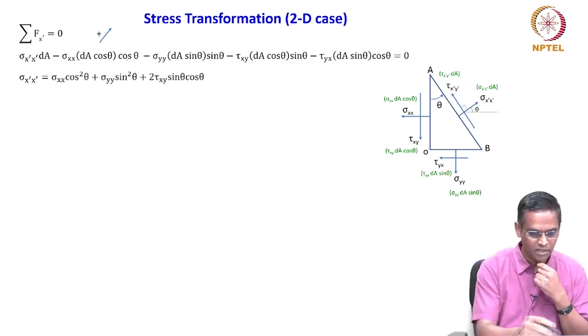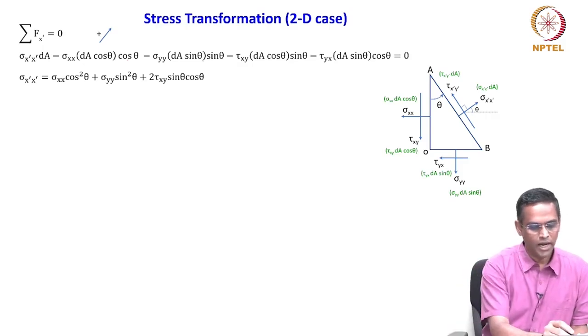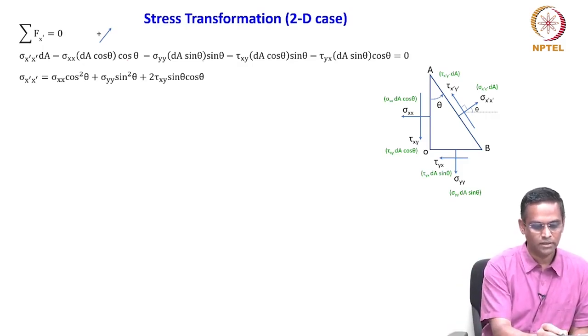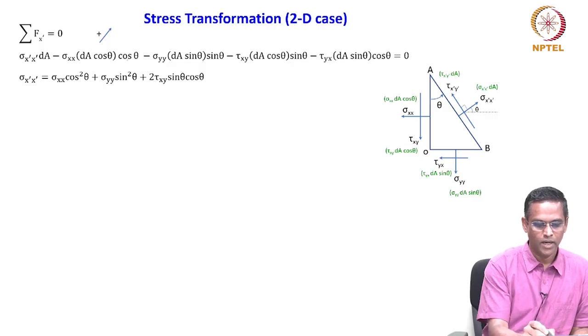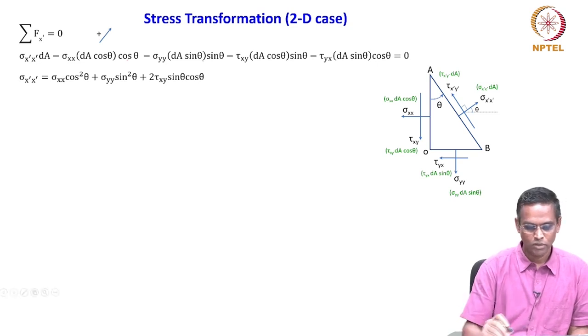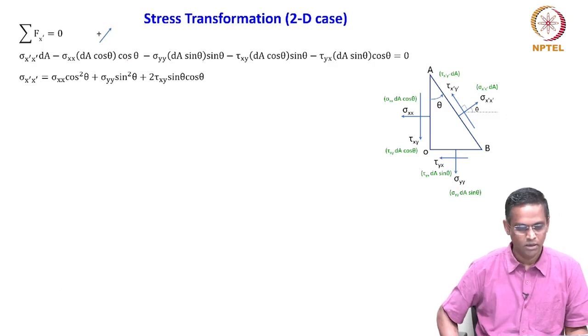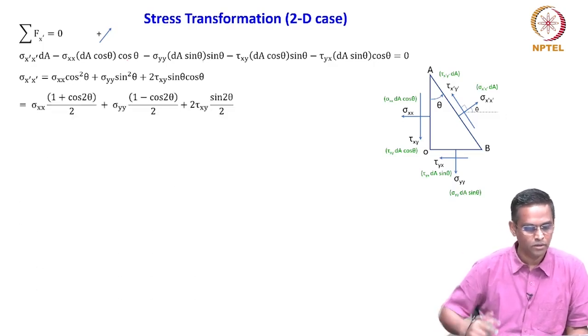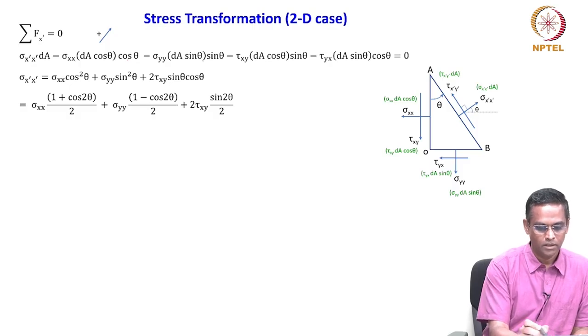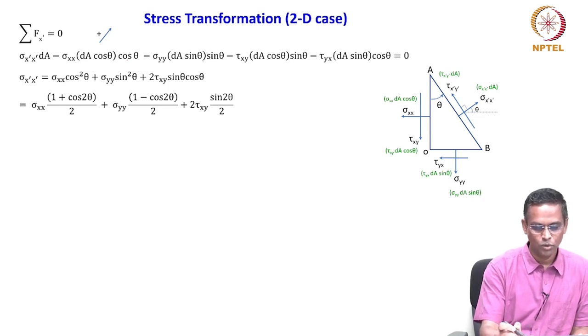It is basically rearrangement: sigma x prime is equal to sigma xx cos squared theta plus sigma yy sin squared theta plus 2 tau xy sin theta cos theta, and we have removed dA, which is common to both sides. Now a simple trigonometric identity can be brought in. Cos squared theta can be replaced with (1 plus cos 2 theta) by 2, and sin squared theta can be replaced by (1 minus cos 2 theta) by 2.